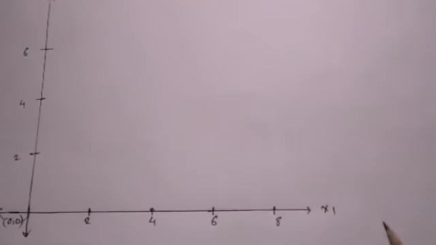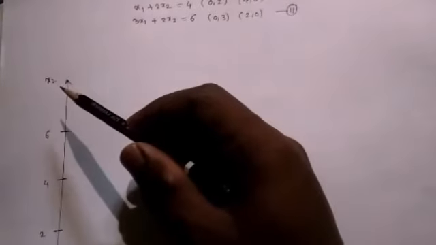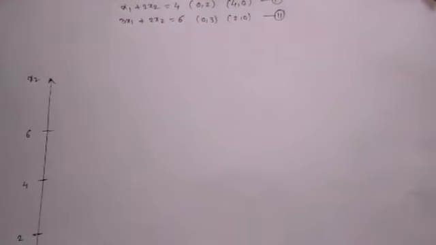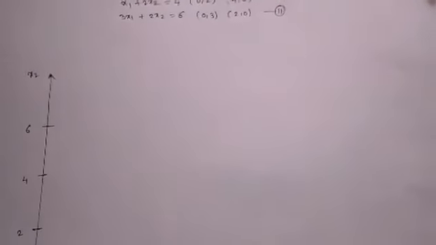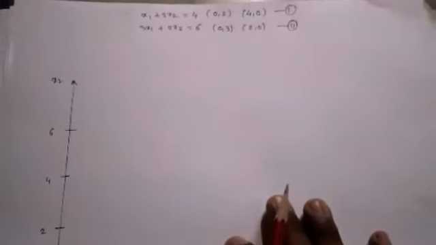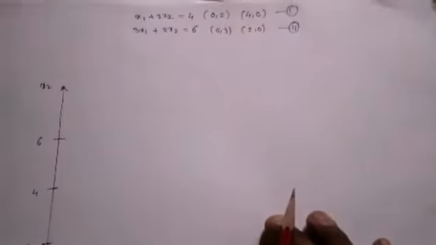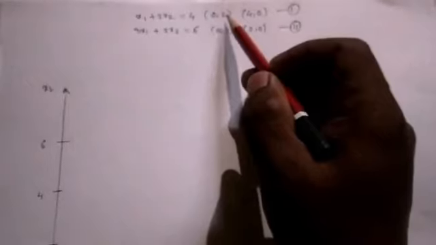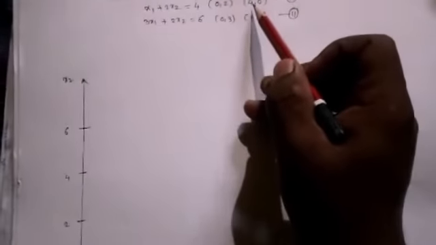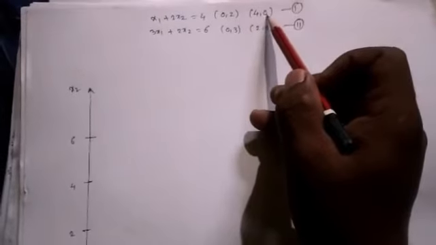Okay, on the x-axis suppose we put one decision variable x1, and on the y-axis we put the second decision variable x2. Once we prepare this graph, just mark these coordinates on it. What are these coordinates? 0, 2 and 4, 0 of equation 1. 0, 2 means x1 is equal to 0 and x2 is equal to 2. 4, 0 means x1 is equal to 4 and x2 is equal to 0.